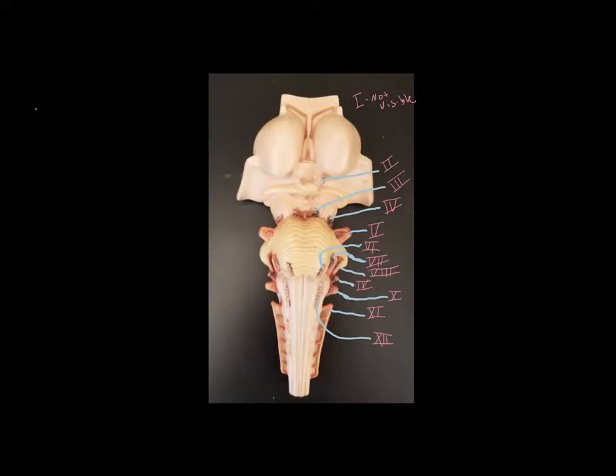Number 10 is the vagus nerve, and I want to pause briefly here to tell you that the vagus nerve will play a significant role when you get to Bio 139 A and P2. So kind of keep in mind what the vagus nerve does when we learn that in a moment.